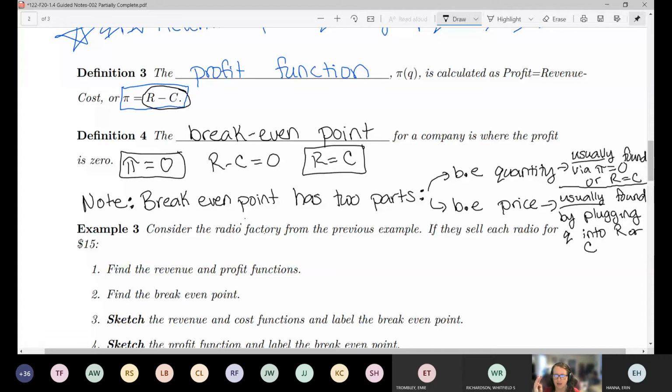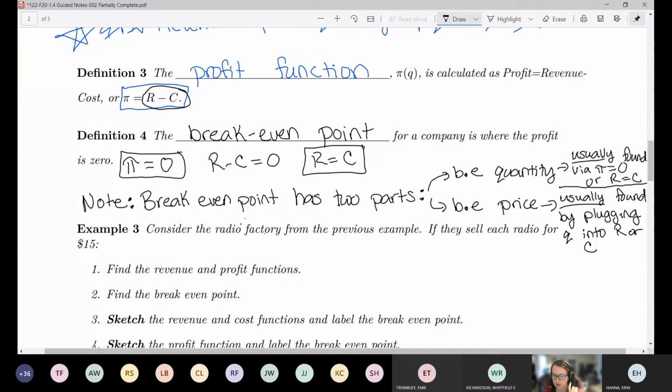Back up to the definition. The break-even point is when profit is 0. The quantity piece is slightly more important than the price piece. So when we really refer to break-even point, the main focus is how many items you have to make or sell before you break even, before you have no profit. You're finally out of the red, but you haven't started making profit yet. How many things do you have to sell or make before you completely break even and can then start making profit?